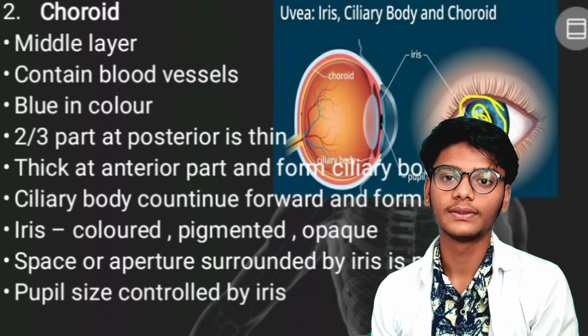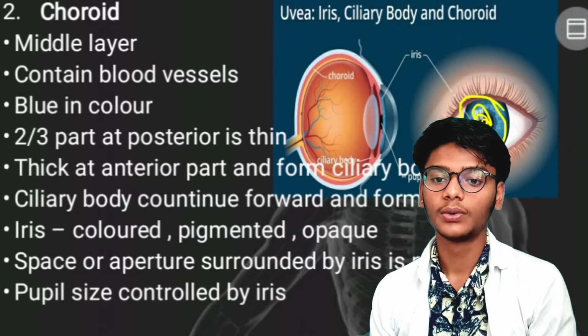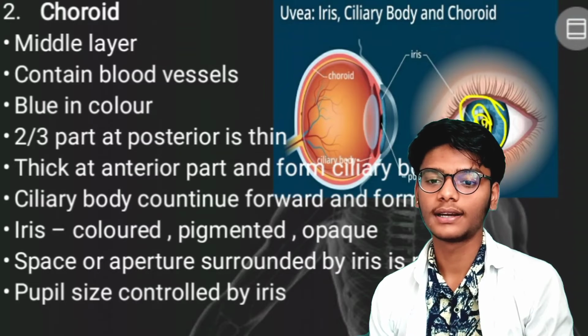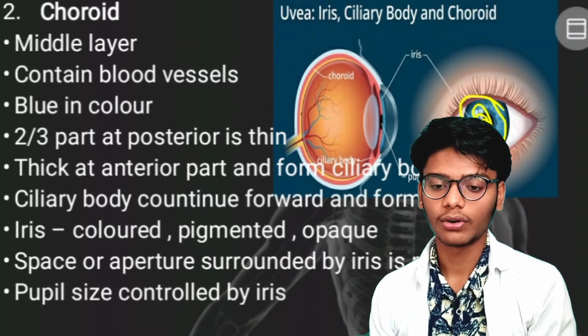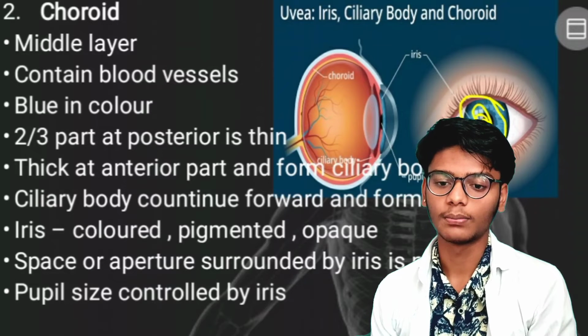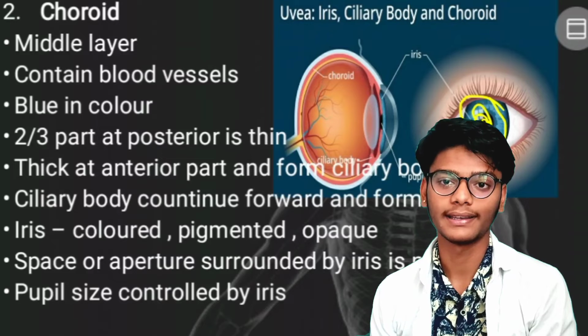So we will see the next layer. This is the choroid. The middle layer contains blood vessels, blue in color. Two-thirds is thin and it is thick at the anterior part. The ciliary body is formed, and the iris is formed. The iris is pigmented, colored, and opaque, and the pupil size is controlled by the iris. This much about the second layer.